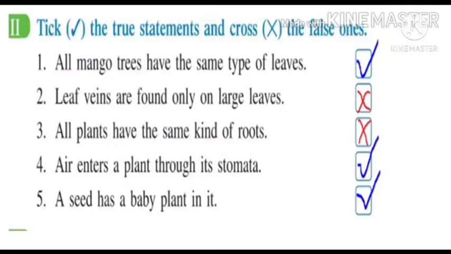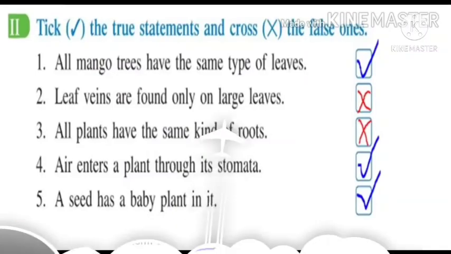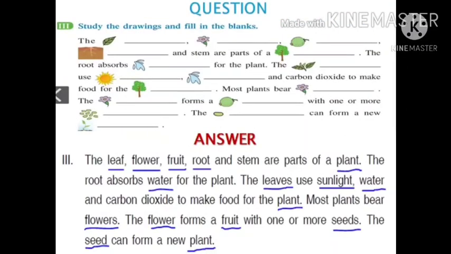Fifth, a seed has a baby plant in it. This is also a true statement. That is why we have to put a tick. Question number 3. Study the drawings and fill in the blanks. I will read only the answers. Okay? The leaf, flower, fruit, root and stem are parts of a plant.